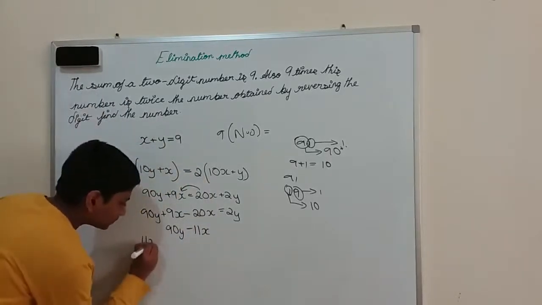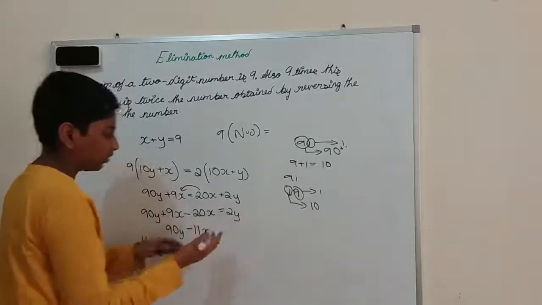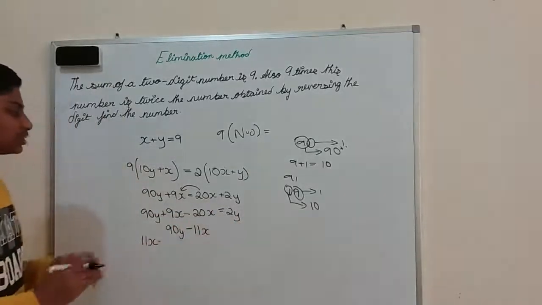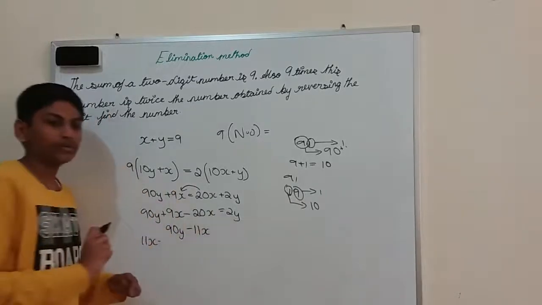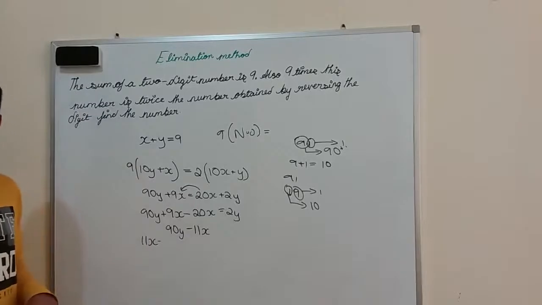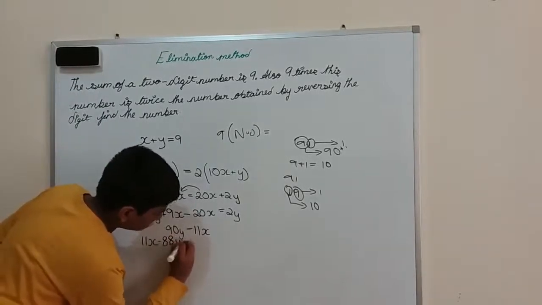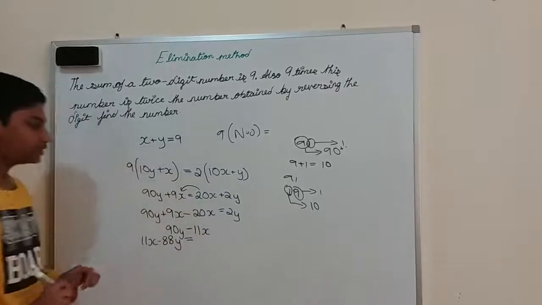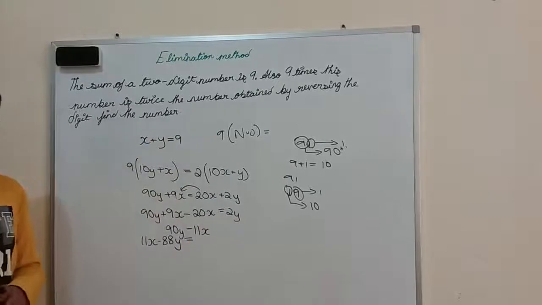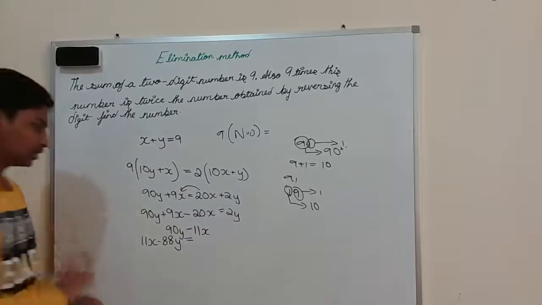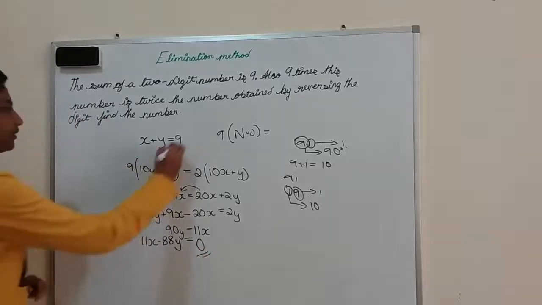So 11x minus 90y, and this 2y will be coming over here. So 90y minus 2y is nothing but minus 88y. So 11x will be equal to 88y. Last time there would be something remaining here, but here nothing is there, so everything will be 0. So we got our second thing and our first one also.